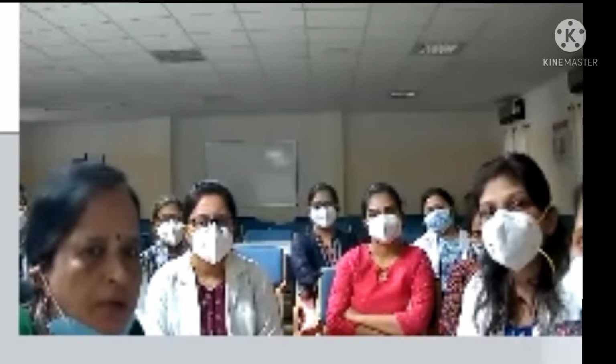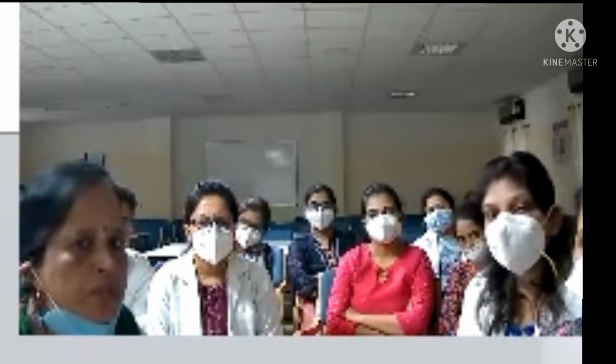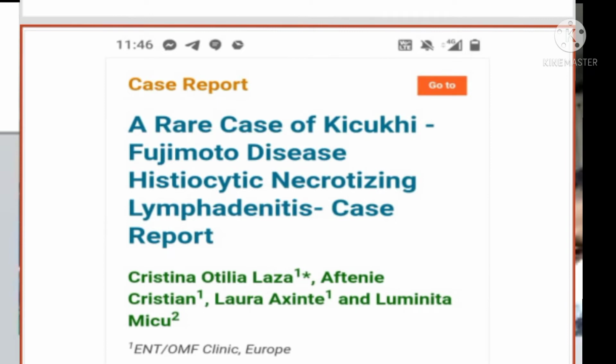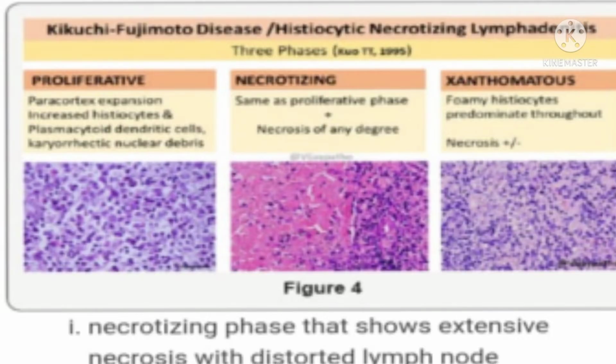Look at this. This was a case report by Laza CO et al.: a rare case of Kikuchi-Fujimoto disease, histiocytic necrotizing lymphadenitis. They have very nicely given an illustration of this necrosis in the lymph node. That's why we have taken it. You can zoom, I think. You put it in PPT? Oh, then you cannot. Okay. See, read that.